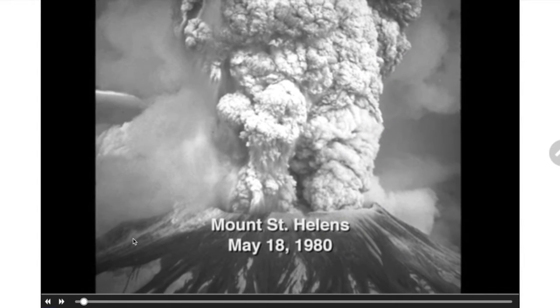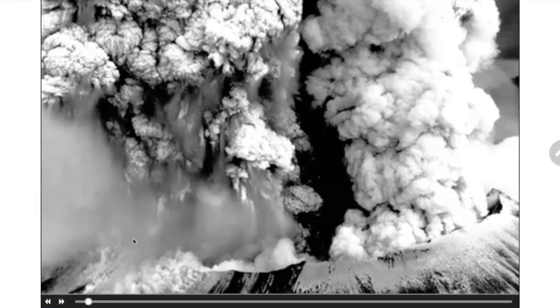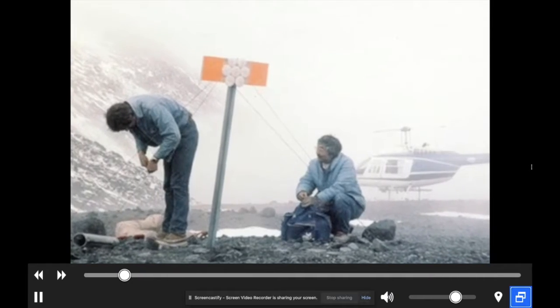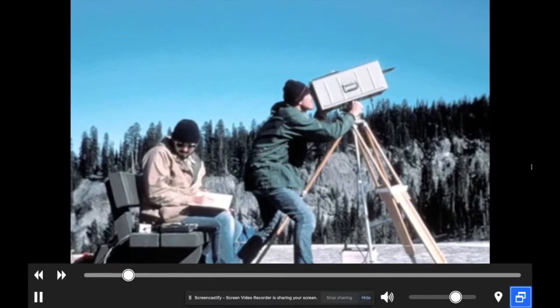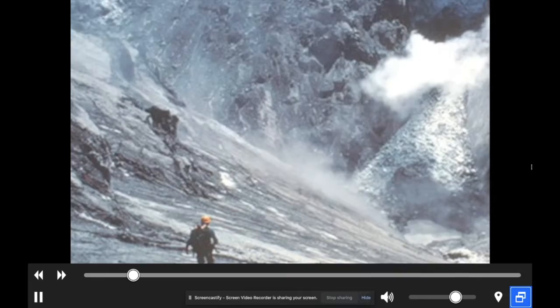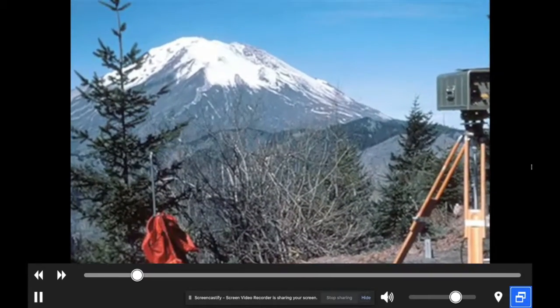The eruption of Mount St. Helens on May 18, 1980, was one of the most dramatic geologic moments in American history. For 2 months prior to that eruption, scientists with the U.S. Geological Survey and the University of Washington's Pacific Northwest Seismographic Network had been closely monitoring the volcano.